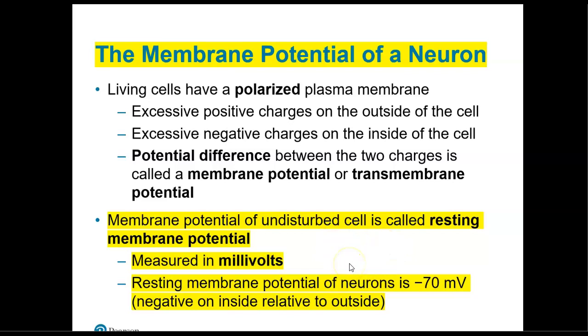So the resting membrane potential or voltage of a neuron is negative 70 millivolts, and that negative is the inside of the plasma membrane. So it's just letting you know that the inside is negative relative to the outside. The outside carries a positive charge and the inside of the plasma membrane carries a negative charge. And if you hooked up a voltmeter to the plasma membrane, one end measuring the inside of the plasma membrane and one end measuring the outside, you would get negative 70 millivolts on the voltmeter.